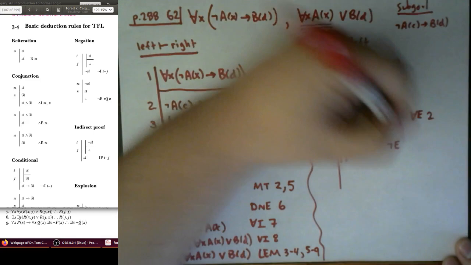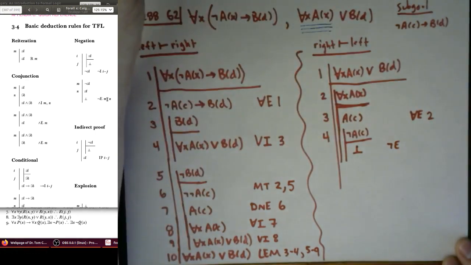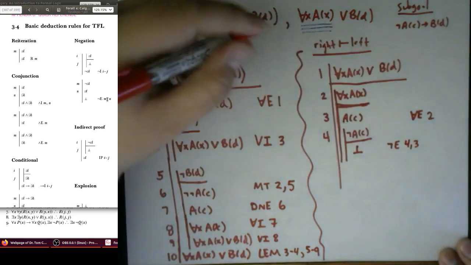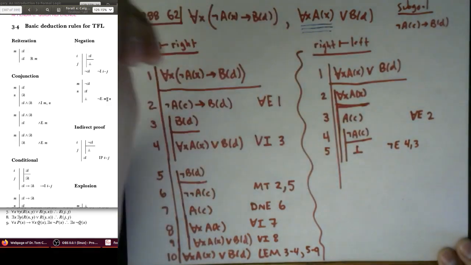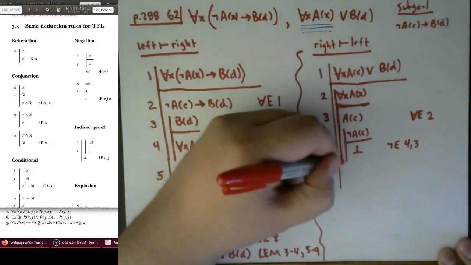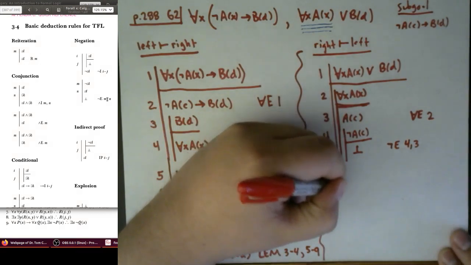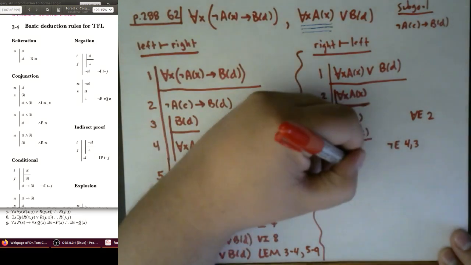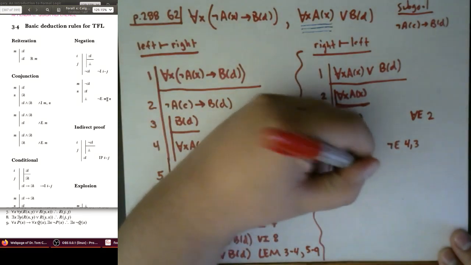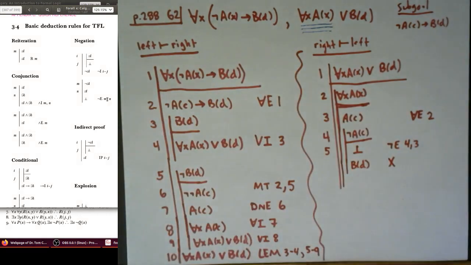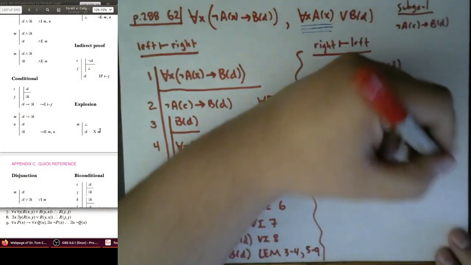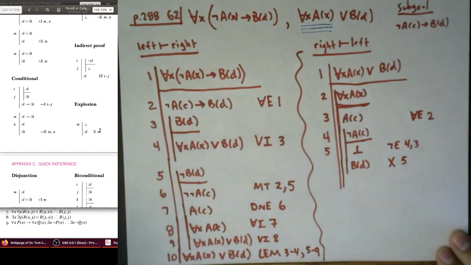Negation elimination, and I first cite the negated thing. So then I cite 4 and 3. But the power here is that I'm now allowed to write anything I want by explosion. So I'm going to write B of D now. And that's explosion. And when I cite the explosion rule, I just cite the contradiction that came before. So that's explosion on 5.